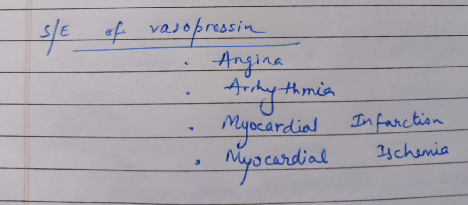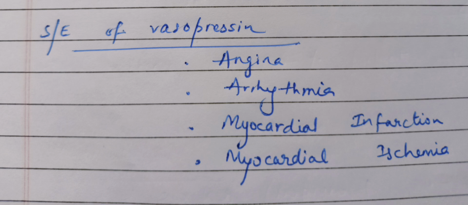Adverse effects of vasopressin are arrhythmia, myocardial ischemia, myocardial infarction, and angina. To overcome these side effects, we give sublingual nitrate 0.4 milligram. Other than vasopressin, we can give terlipressin also. Terlipressin is usually inactive but releases the active vasopressin, right? It does not cause the cardiac and systemic side effects that vasopressin does.